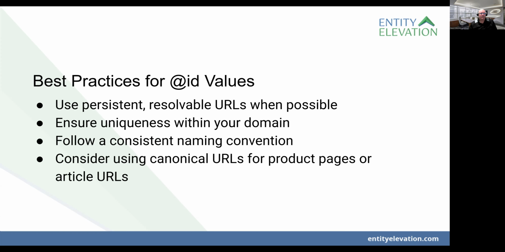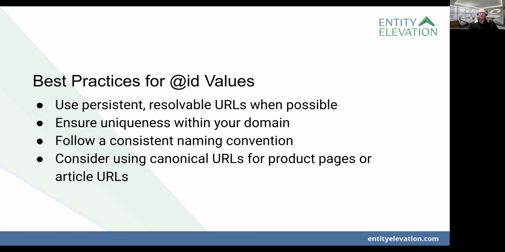So when we talk about best practices for @ID values, these tips will help you maximize the SEO benefits of using @ID in your JSON-LD. Now, keep in mind this is a basic iteration, but it's a very important starting point. First, whenever possible, use persistent resolvable URLs for your @ID values. This means using URLs that actually lead somewhere and don't change over time. @ID values should be consistent and something that is more of an anchor so that it's not something that's going to rotate or change frequently. It really should be something that's fairly static.